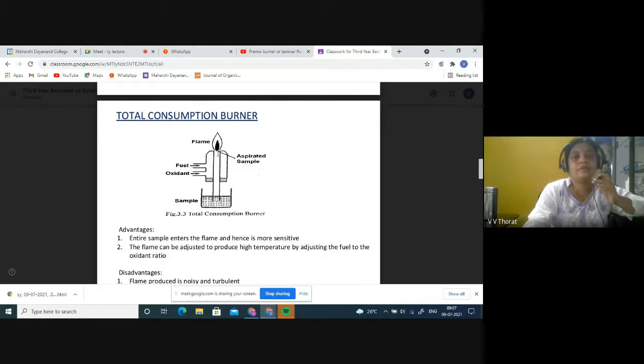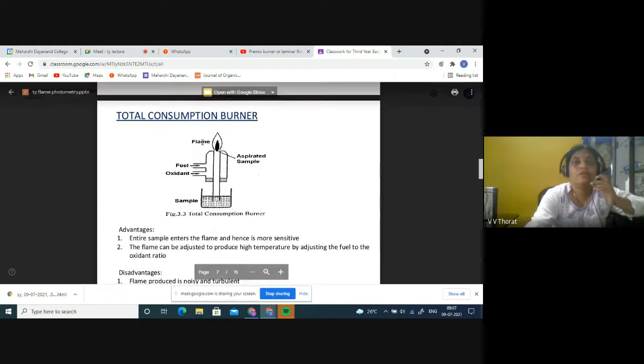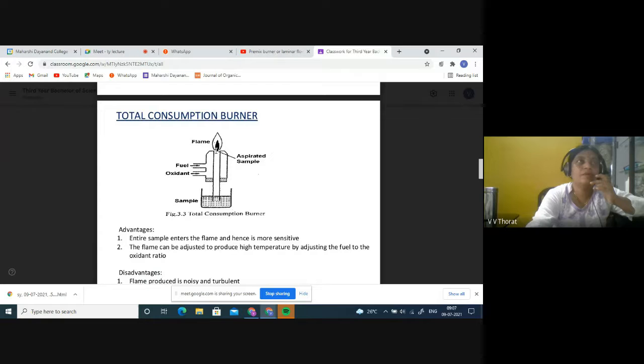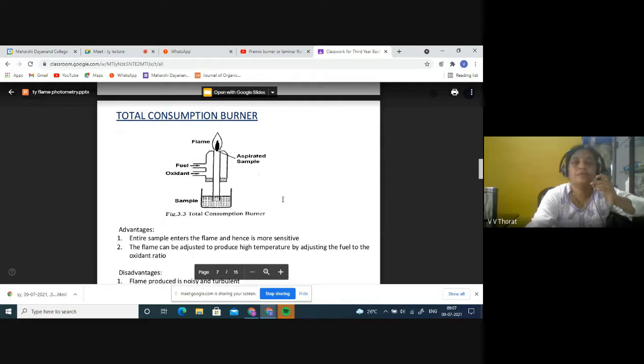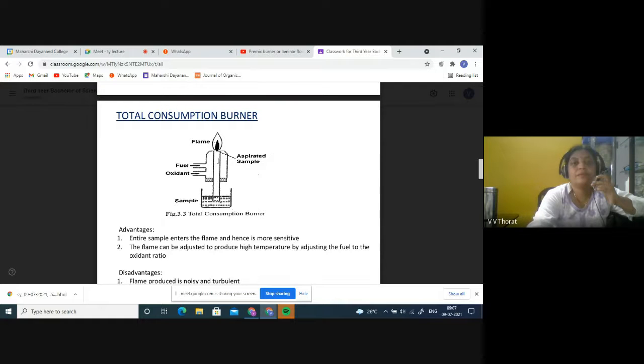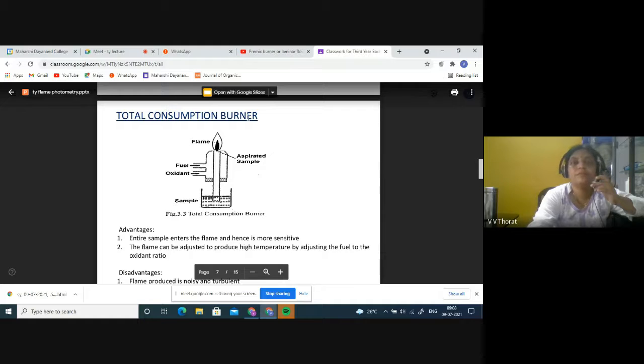Right? Next line you will write, there is an atomizer present at the base of the burner that will convert the liquid sample into mist. Mist means spray. We had seen it in the video, this video is attached. We saw that the sample gets converted into fine droplets. This is the sample consumption, total consumption burner. And what happens? The sample gets sucked by the center tube and enters into the flame. This much you have to write for the total consumption burner.